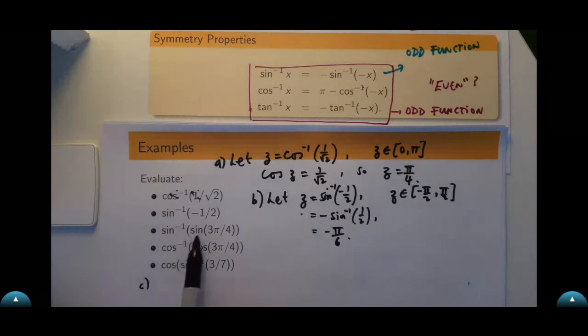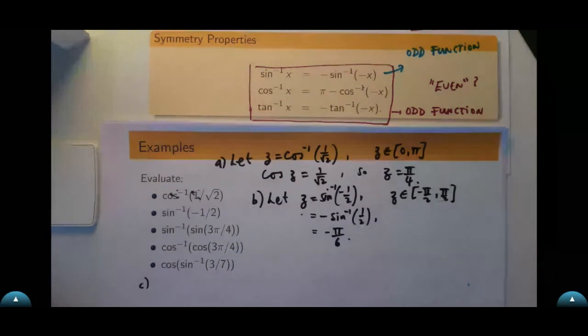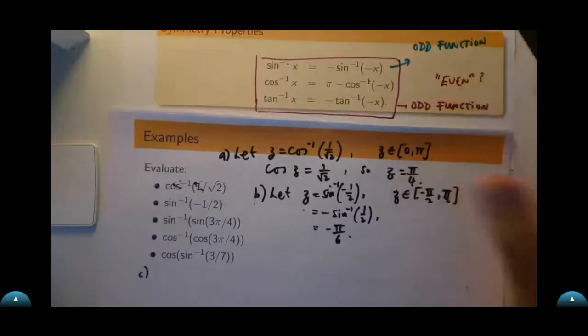Okay, so now I want sine inverse of sine 3 pi on 4. All right, so the tempting thing here, and this is the mistake that a lot of students make, is to say, oh, the inverse and the function cancel. So it's just 3 pi on 4, but 3 pi on 4 is not in this interval. So it doesn't make sense. Okay? So don't be fooled by that. You can't just cancel them out, because 3 pi on 4 is not in the range of the sine inverse function. So there's a problem.